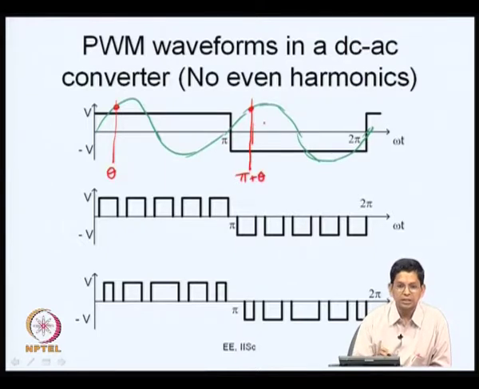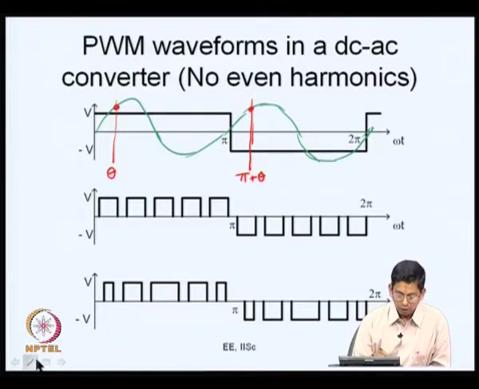At both these instants, the second harmonic has the same value, because this pi is measured at the fundamental angle. What is half a cycle for the fundamental is one full cycle for the second harmonic. So, it has the same value.